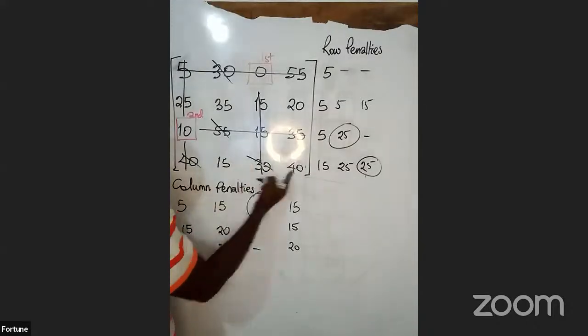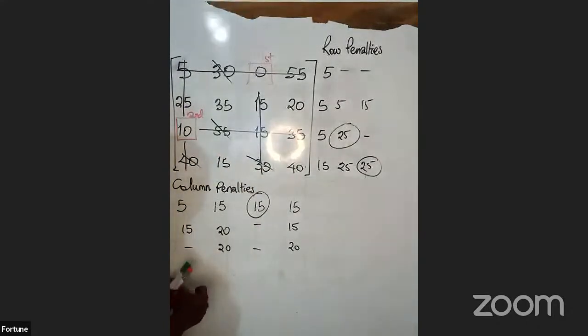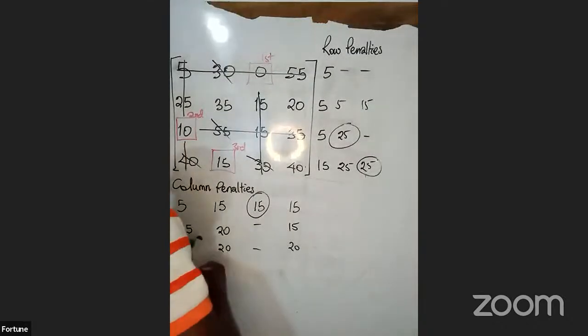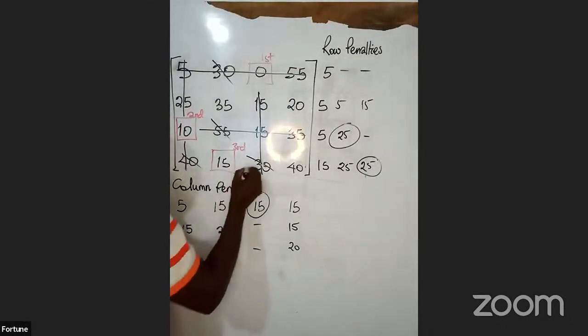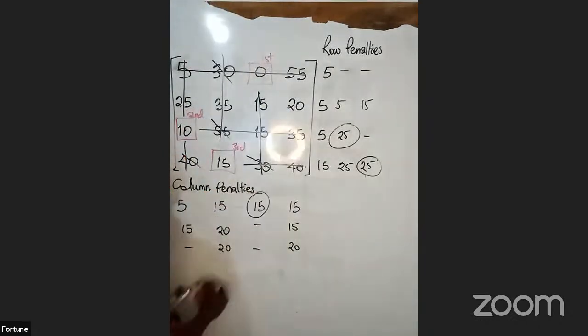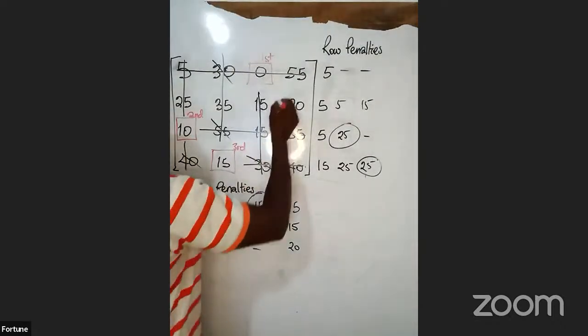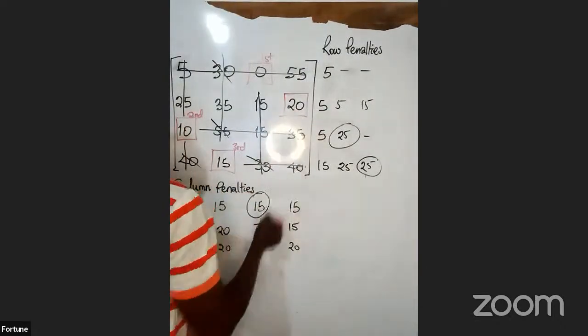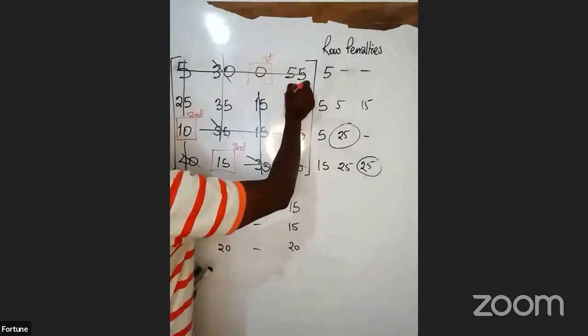So come back here. We have 15 and 40. Which of them do we assign? The least of the two is 15. These are third. Then you strike out completely. We're left with this. There's no need to do the penalties again. Just assign this one as the fourth.